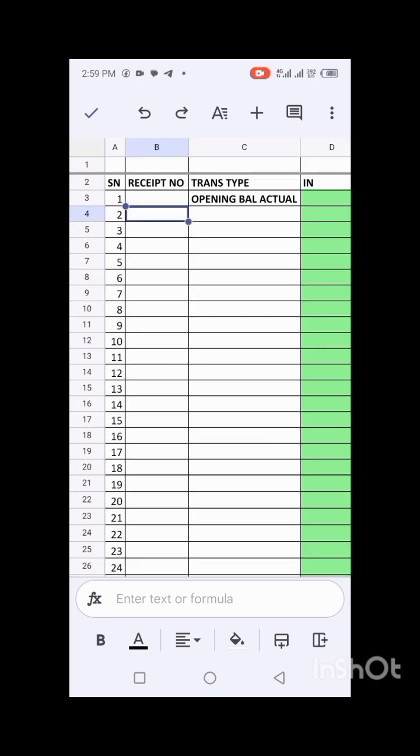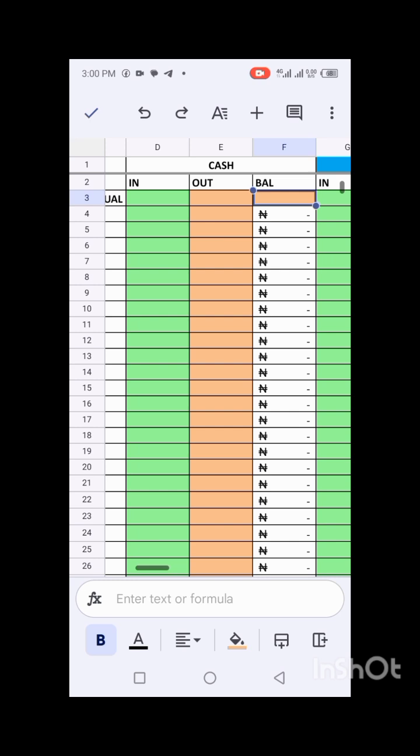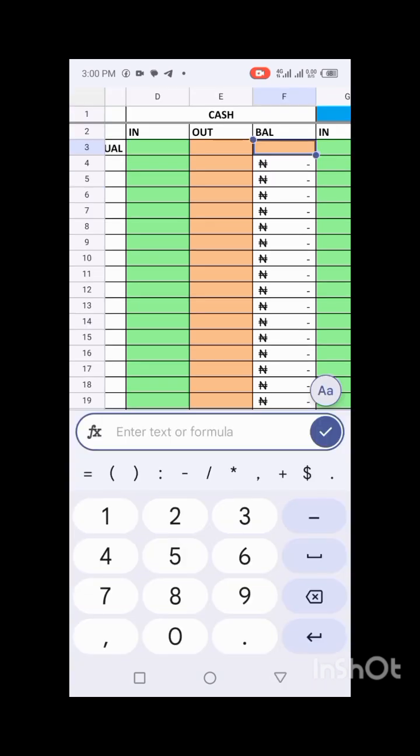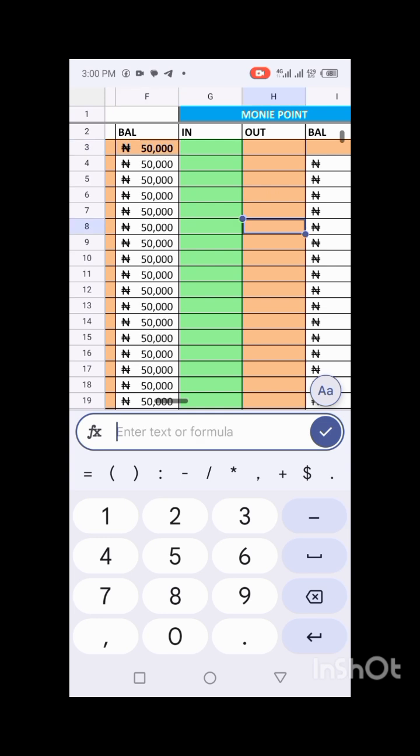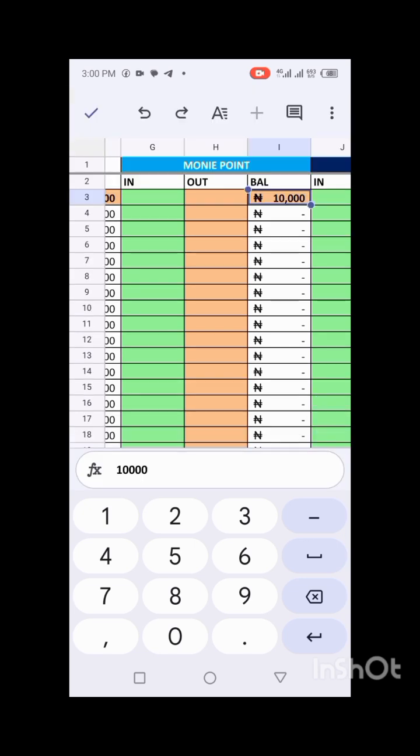Alright, so in this video, I'll be showing you how to use the POS transaction tracking template, and we'll be making use of the cash and Moniepoint section alone. Now, let's say day 1, you started your POS business and your POS cash that day, the money you brought, opening cash, was 50,000. You enter the 50,000 here. That's it. Then in your Moniepoint account, your POS opening balance for that day is 10,000. You enter the 10,000 here.